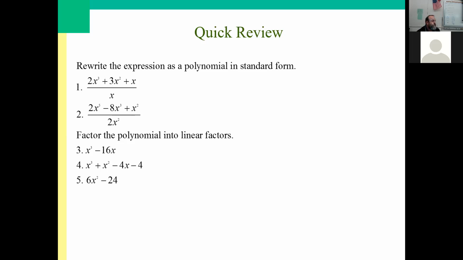So what do you guys notice about number 1? If you divided everything by x, what would happen? Yeah, what do you go down? What are the powers of number 3? Number 3, it's x to the third minus 16x. Number 2 is 2x to the fifth minus 8x to the third plus x squared, over 2x squared.